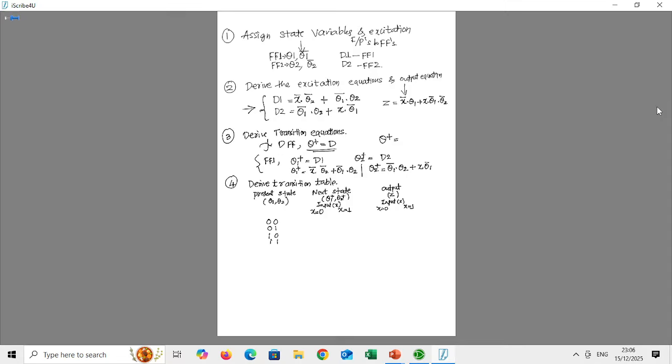Now we have to write, for X equal to 0, when the present state is 00, what will be the next state? How can we find out? From the transition equations we can find out. For example, let's take one case. Q1, Q2 both are 0, 0, X is equal to 0. I want to find Q1 plus. So X is 0, so it will be 1. Q2 is 0, it's a 1. So this term will be 1, so I can write 1 here.